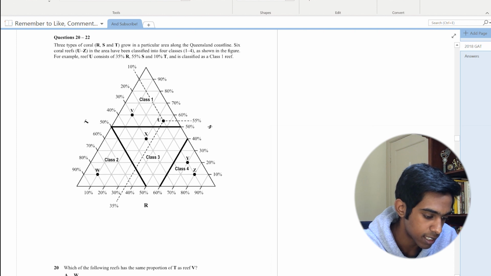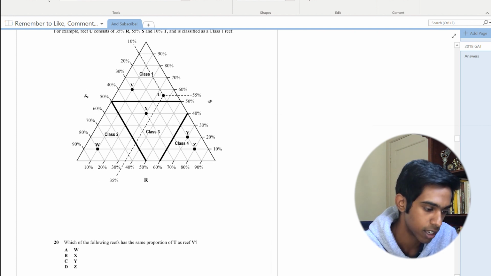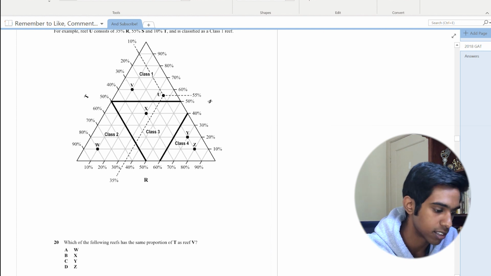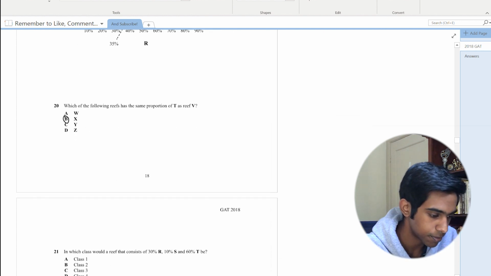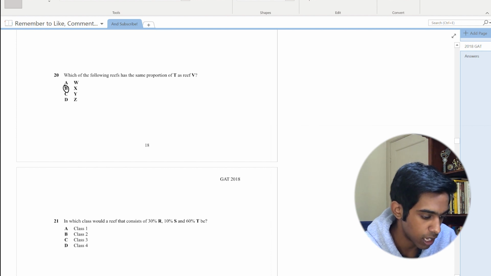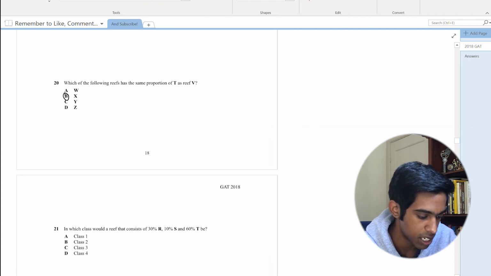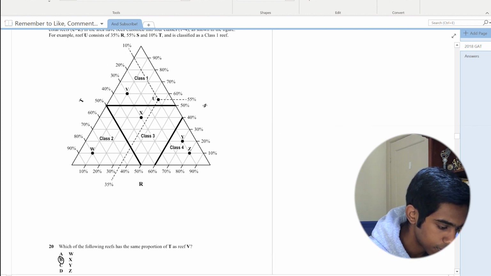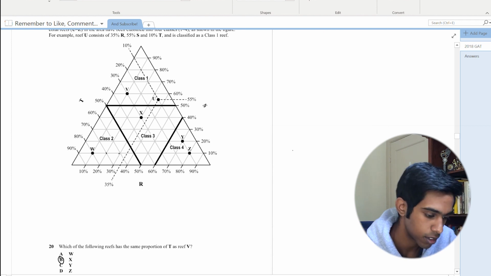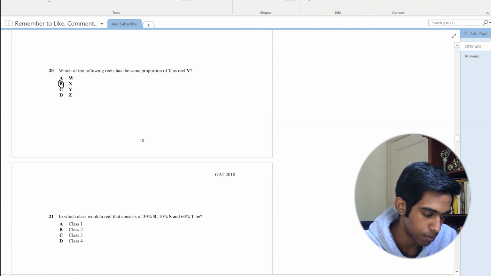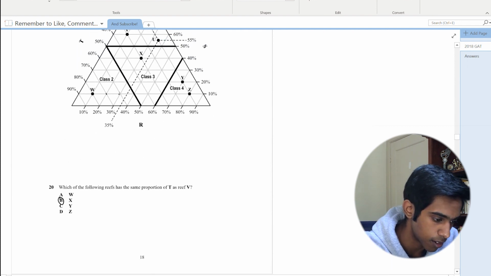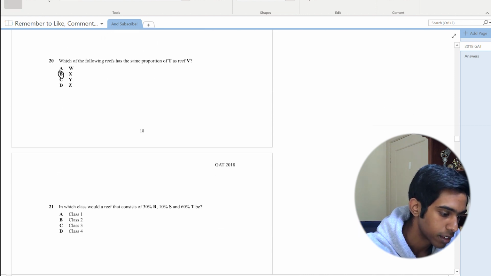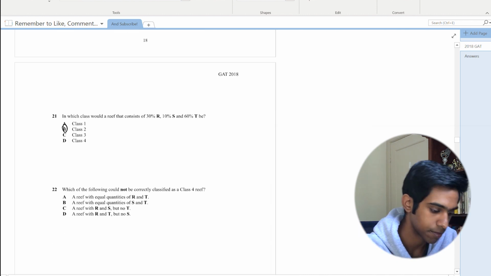Which of the following reefs has the same proportion of T as reef V? So this is just a matter of getting this line and drawing it out. It's clearly X, B. Next question. In which class would a reef that consists of 30% R, 10% S, so let's just draw that first. 30% R is here, 10% S is going to be either here or here. So we don't really even need to look at what the percentage of T is, but it's 60% T, so it's here. That would be in class 2, so B.